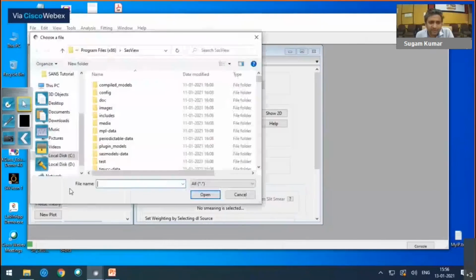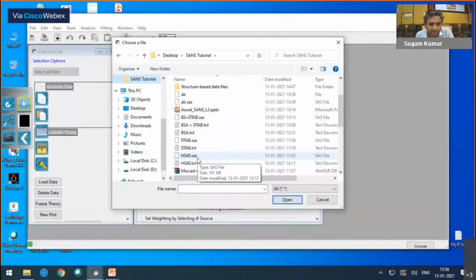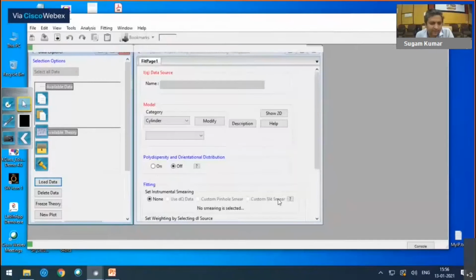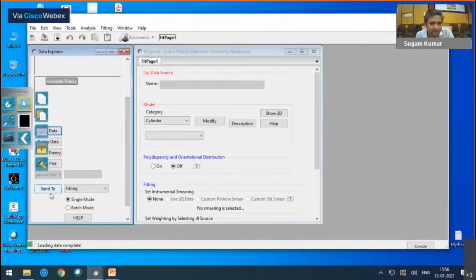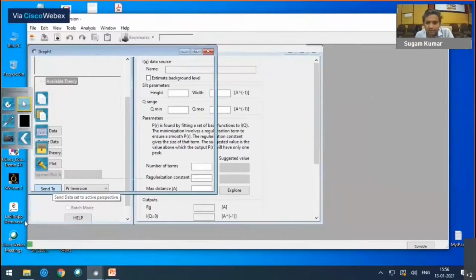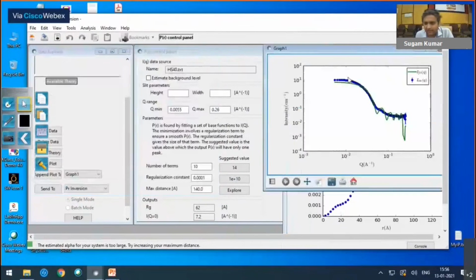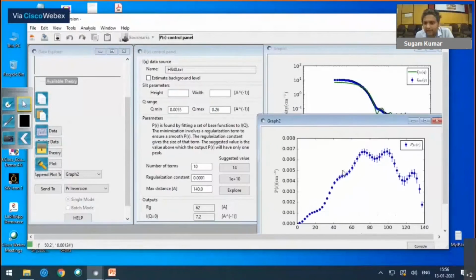Just go to load data. Let's say the same nanoparticle I have chosen. So now send to P of R inversion. This is the pair distance distribution function. Send. You get two curves. One is the actual data with the equivalent fitting of the P of R, and this is the P of R.